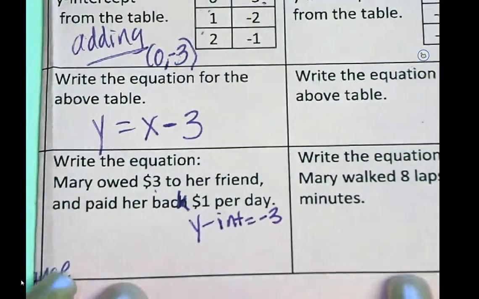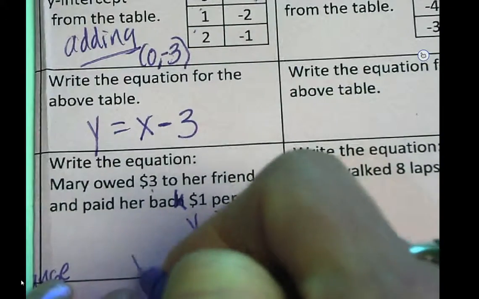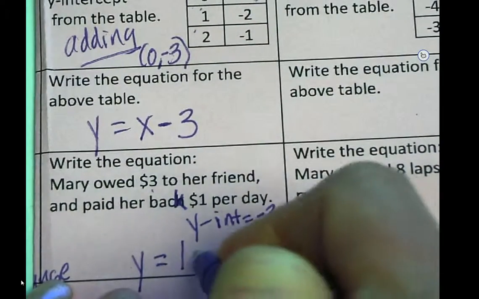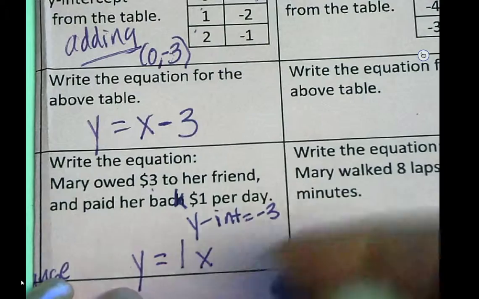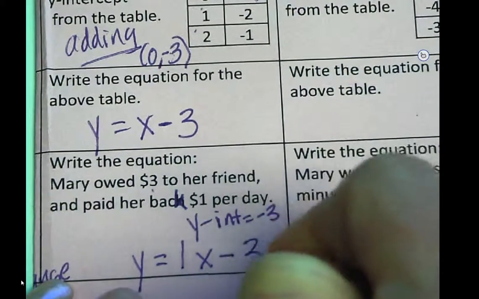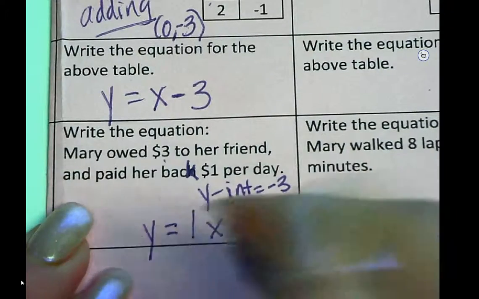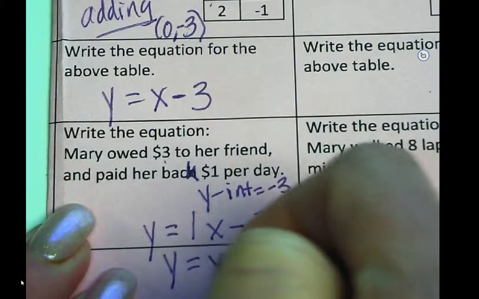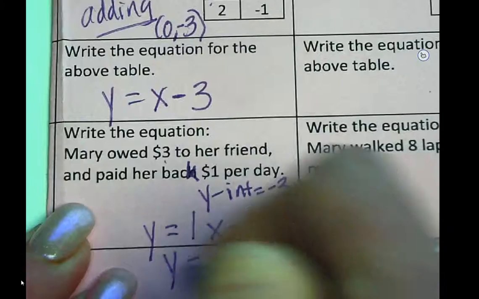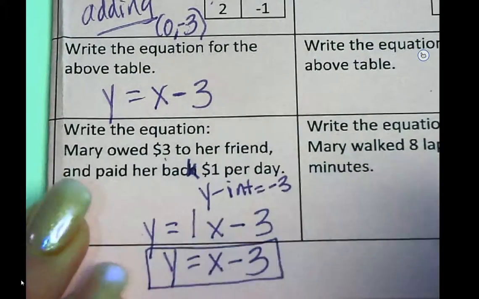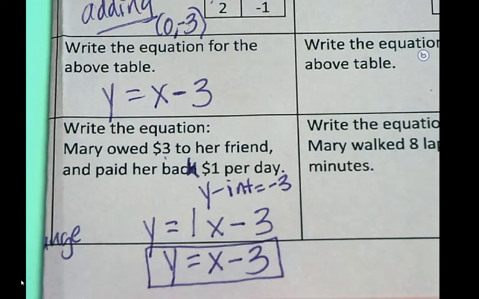So my equation for this would be y. It's $1 per day, right? 1x. And then I'm starting at -3. But I don't need the 1. I can rewrite this to y equals x minus 3. So that one was a little trickier, but you just need to think about it. If I owe somebody something, that's going to be a negative. To get back to just 0, I have to add 3.